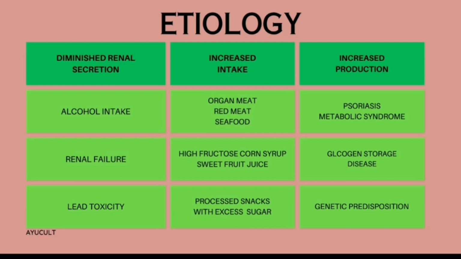Third category is the factors responsible for increased production of uric acid. These are psoriasis, metabolic syndrome, glycogen storage diseases, for example, Gierke's disease, Pompe's disease, and others. The list is given in the description box below. And of course, genetic predisposition. Usually the SLC2A9 and ABCG2, these two genes are involved.